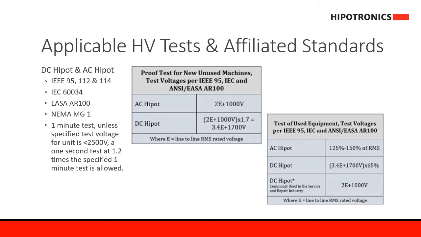It's a 1-minute test unless the specified test voltage of the unit is less than 2500 volts. A 1-second test at 1.2 times the specified 1-minute test voltage is allowed. The two tables on the right show the test voltages for new machines and used machines as per the standards.